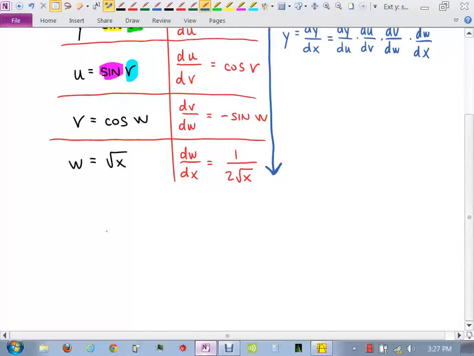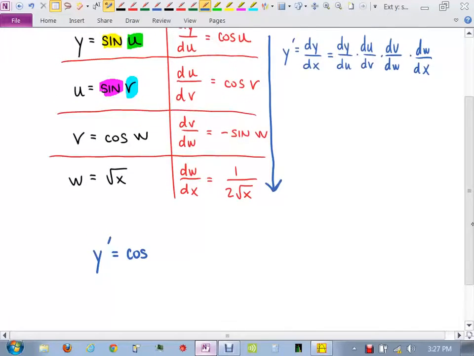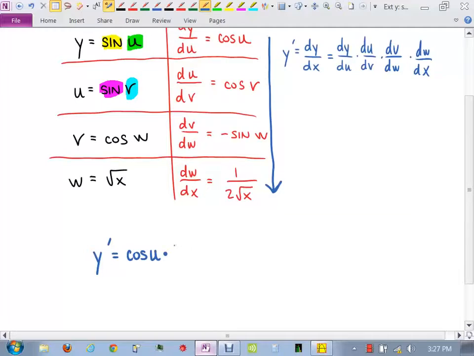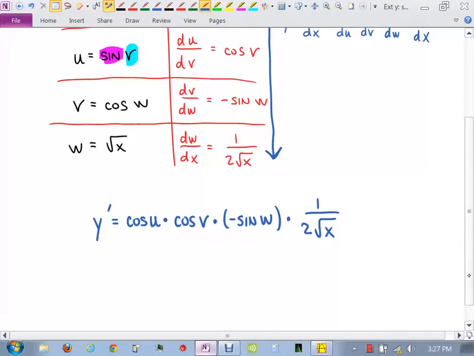So I'm going to write that down over here. Y prime equals cosine u times cosine v times, in parentheses, negative sine w times 1 over 2 root x. Questions? Questions? Oh, no. Yeah, that would be nice. Everything has to get back in terms of x.